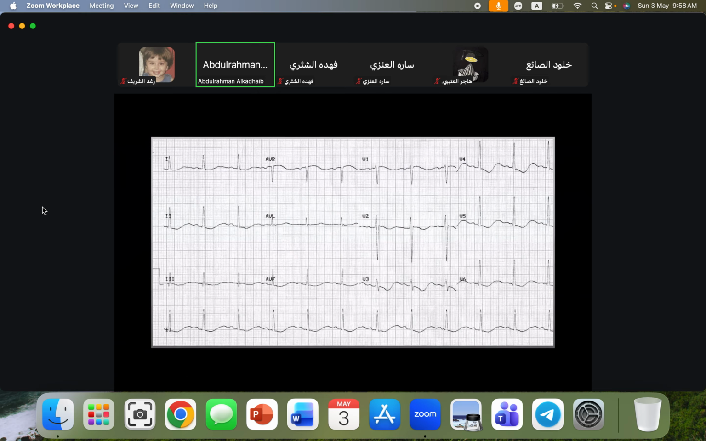So let's talk about the ECG findings of hypokalemia. Can any one of you mention the abnormal findings that we can see in this ECG? What do you think?